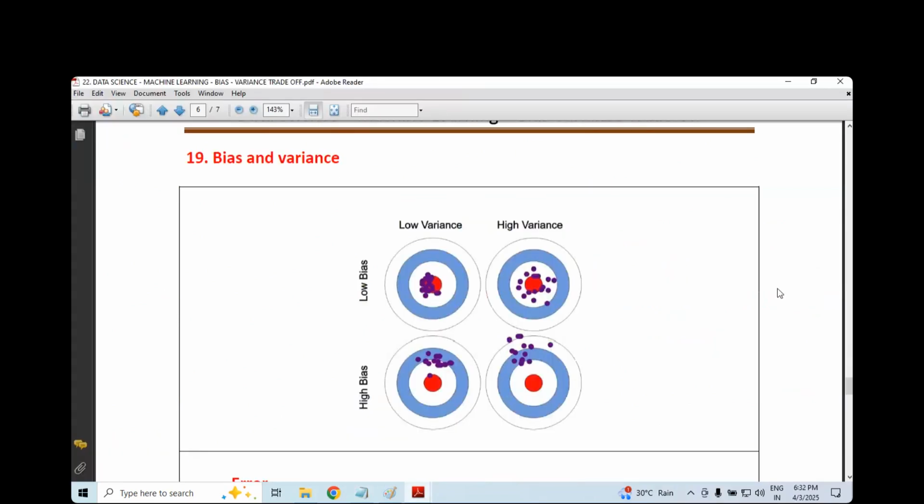Think like there are three circles: circle number 1, circle number 2, circle number 3. The middle point is called the red dot. That is a target, like in archery. That target is really important. Please remember, there are two column names: low variance and high variance. There are two rows: low bias and high bias. Low variance, high variance, low bias, high bias.